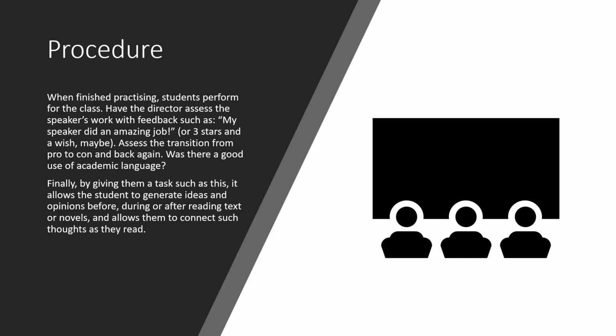So, when you finish practicing, the students perform for the class. And then the director would assess the speaker's work with feedback such as, my speaker did an amazing job, or you could use the 3 stars and a wish technique. You'd assess the transition from the pro to the con and back again, and whether there was a good use of the academic language that you're teaching them. And then finally, by giving them a task such as this, it allows the dyslexic student to generate ideas and opinions before, during or after reading the text or novel, and allows them to connect such thoughts as they read.